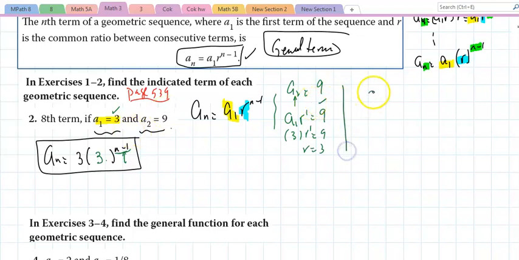You could say, but look, that's 3 and 9. Just take any term divided by the previous term. But in the event that they don't give you consecutive terms, this formula solves all.